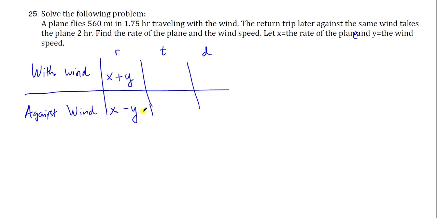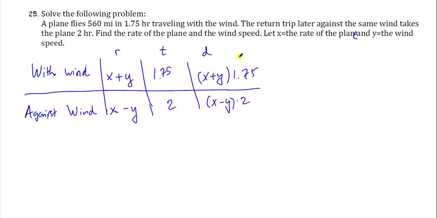As for the timing, I know that it took 1.5 hours with the wind and 2 hours against the wind. Distance is equal to rate times time, so I multiply the two quantities together. 1.5 times the rate, so x plus y, and x minus y times 2. And now we set up the table. We use the conditions right here.